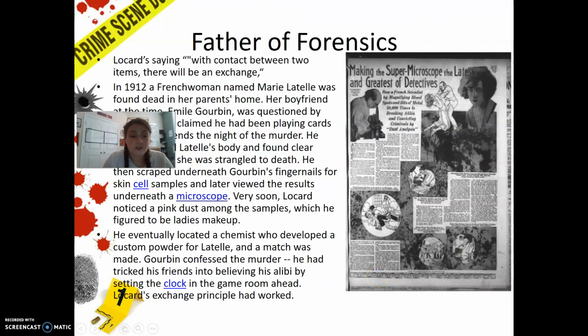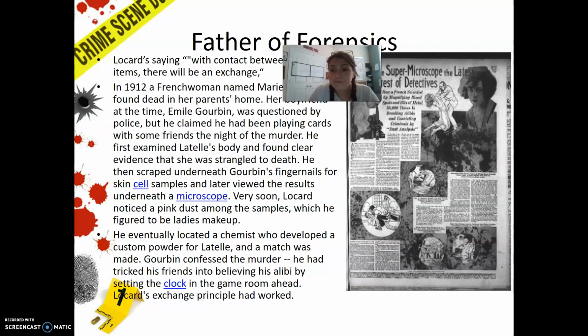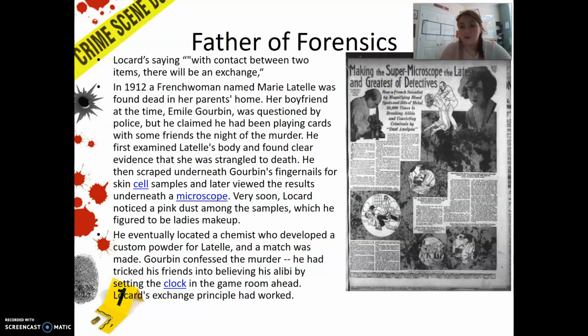Let me go forward. So this is just a case that was a popular case for him. Sometimes I ask y'all to match cases that belong to different scientists. So for the father of forensics, Edmond Locard, he has Mary Littell. Mary Littell was found strangled to death in her parents' home. A lot of times the suspects are their boyfriend or their spouse. You know, that'd be the first person they look at.